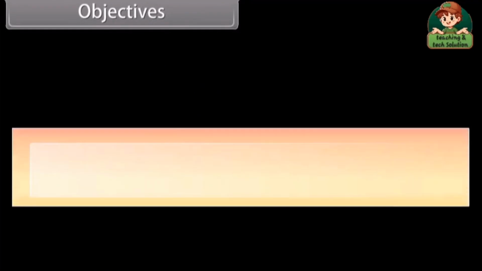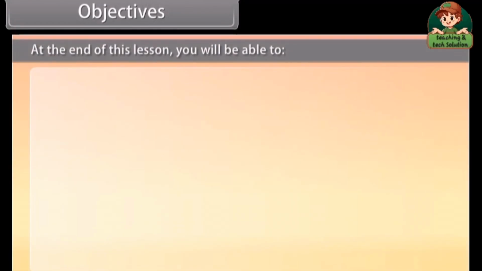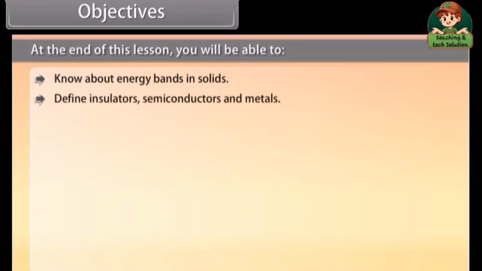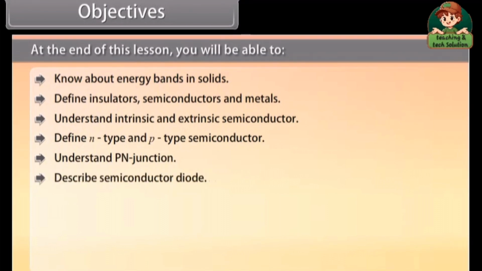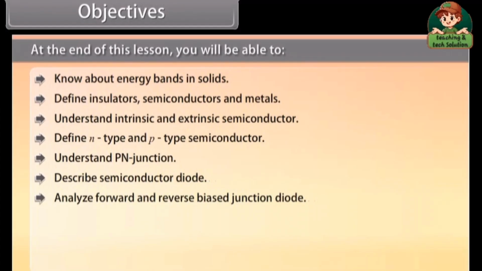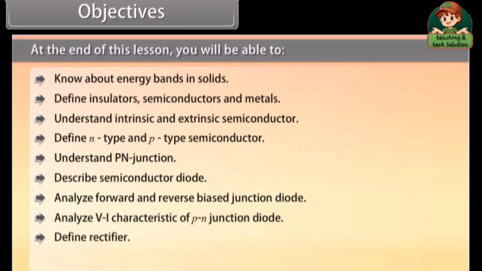Objectives. At the end of this lesson, you will be able to know about energy bands in solids, define insulators, semiconductors and metals, understand intrinsic and extrinsic semiconductors, define N-type and P-type semiconductors, understand the PN junction, describe the semiconductor diode, analyze forward and reverse biased junction diodes, analyze the VI characteristic of the PN junction diode, define a rectifier, and explain the Zener diode.